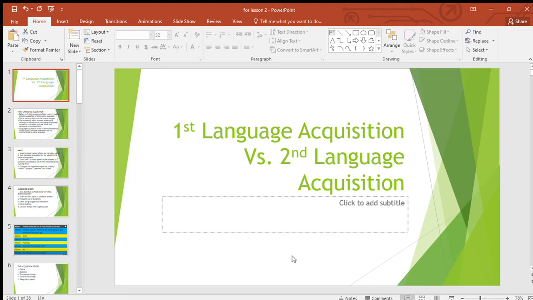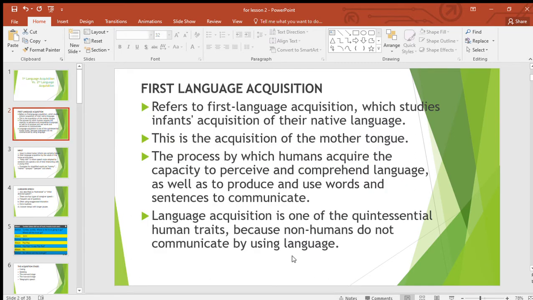So moving on, our second lesson is about how we acquire that language. Again, we have first language and what we call second language acquisition. So of course, let's first have first language acquisition. It studies infants' acquisition of their native tongue.